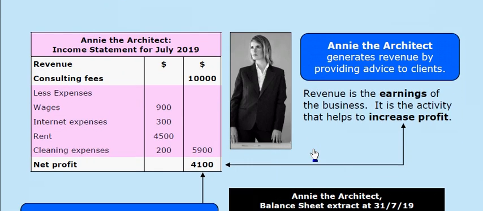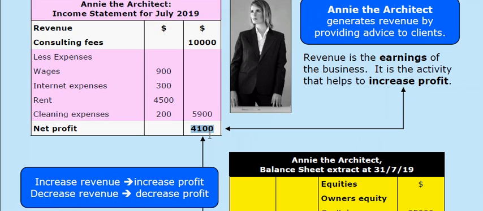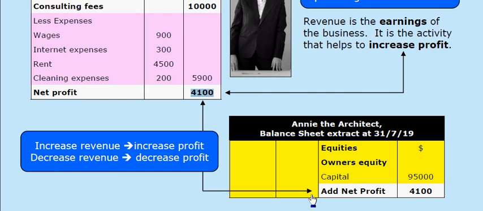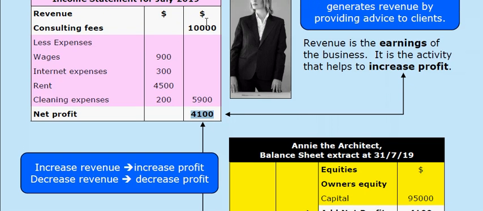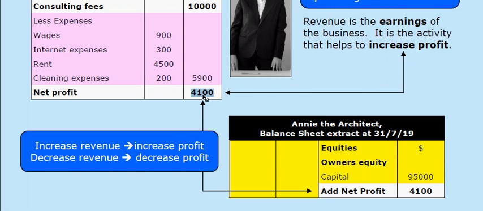So in summary, revenue contributes to profit. Profit belongs to the owner. Profit will work to increase owner's equity. So the revenue activity in this business is consulting fees, $10,000. That contributes to the profit, in this case $4,100. Profit belongs to the owner. Profit increases owner's equity. Increase revenue, increase profit.